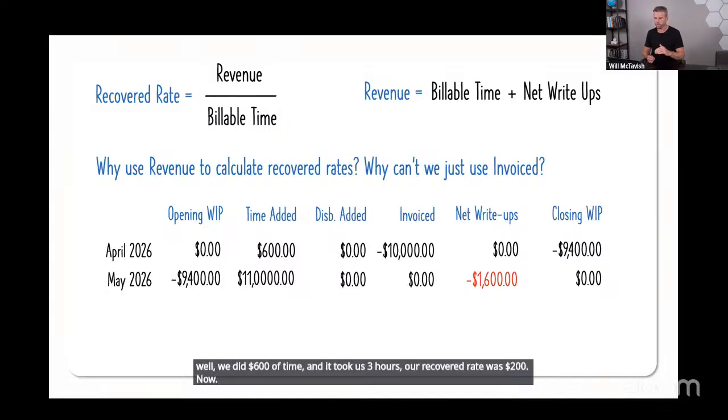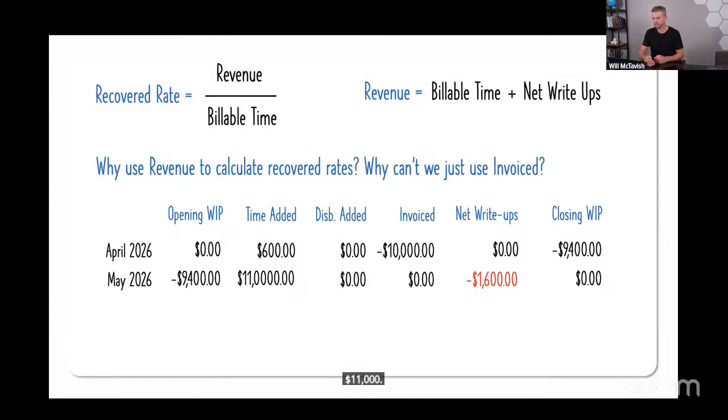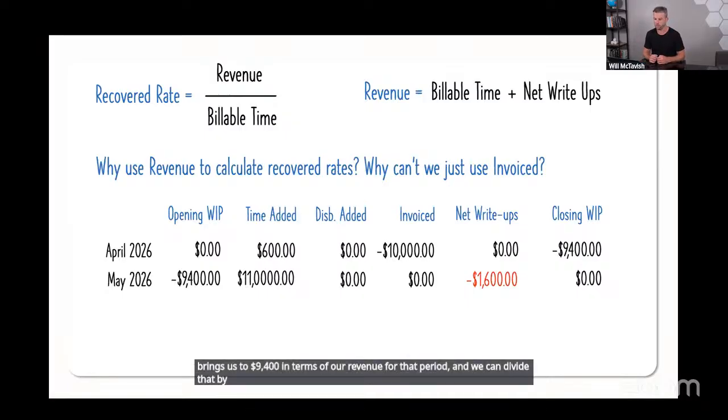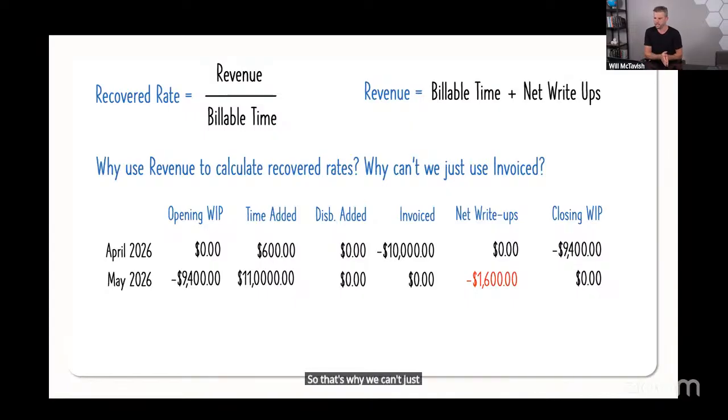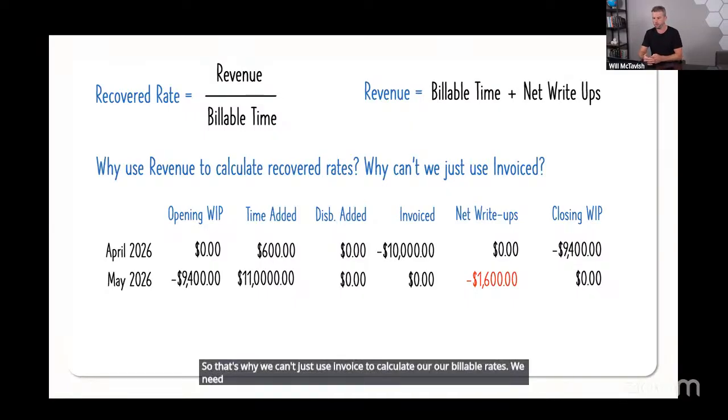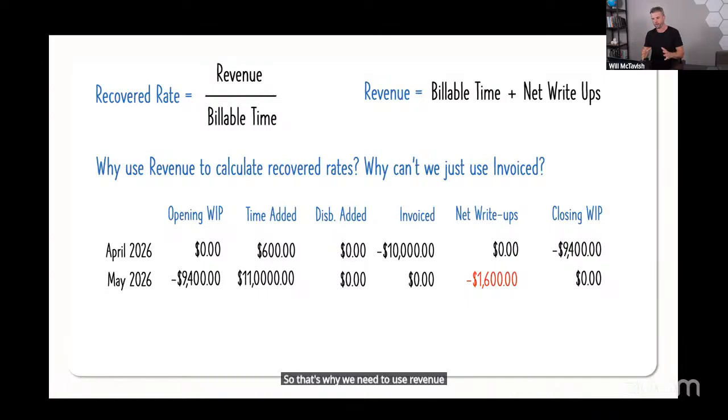Now, on this next one, we'd say that our time added was $11,000, less the net write-offs being $1,600, brings us to $9,400 in terms of our revenue for that period. And we can divide that by the hours that went into that time. So that's why we can't just use invoice to calculate our recovered rates. We need to look at revenue, and revenue being billable time adjusted by the net write-ups in that period. Otherwise, we're forever going to be having huge invoice values and then periods with no invoice values. So that's why we need to use revenue. So I hope that all makes sense. Very important.